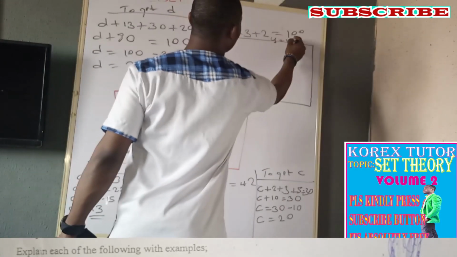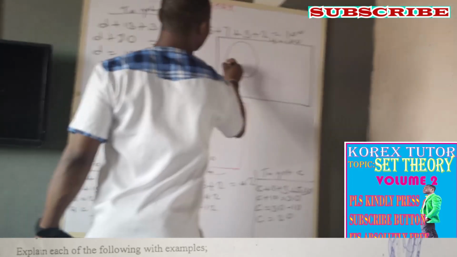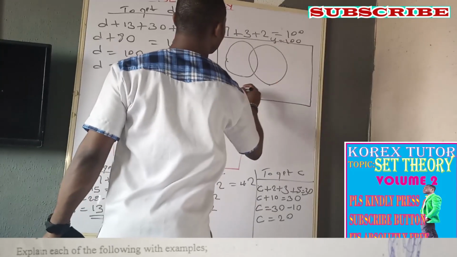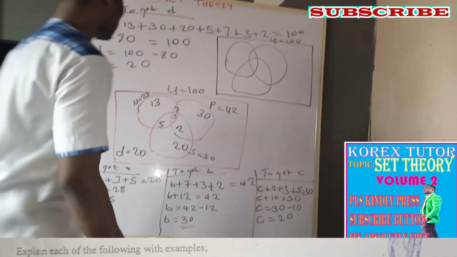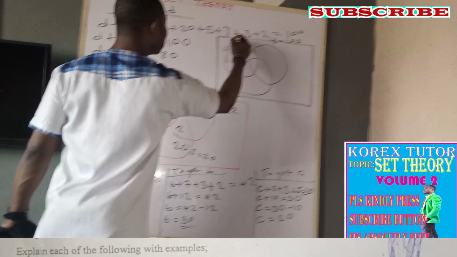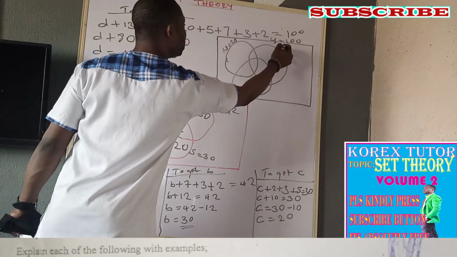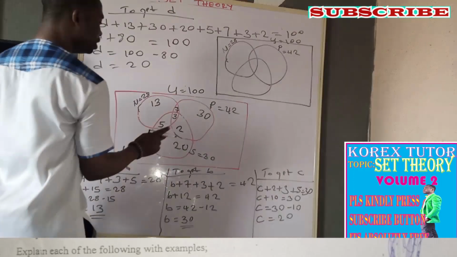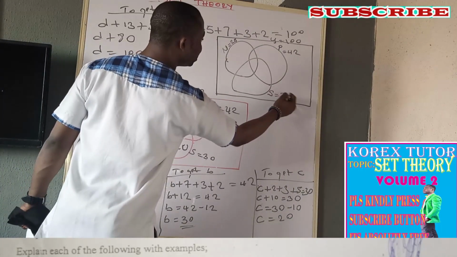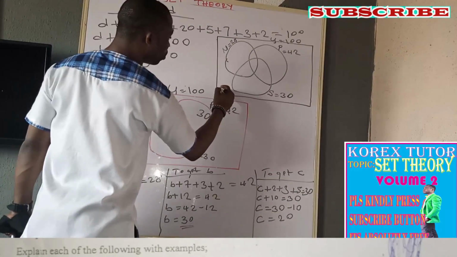So we say that is equal to 100, right? Then we have, so from here, we can present our data. We say this is Nation, which is 28. This is Punch, which is 42, right? And this is Sun, which is 30. So the number of people that are not reading at all, 20.